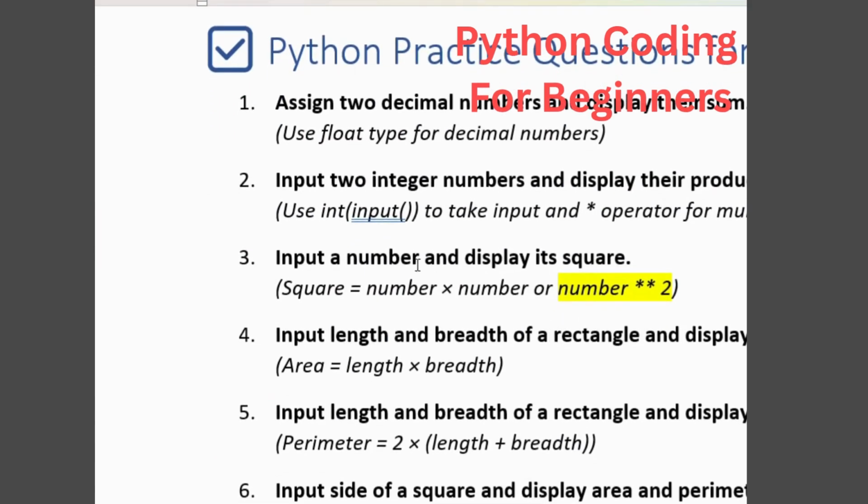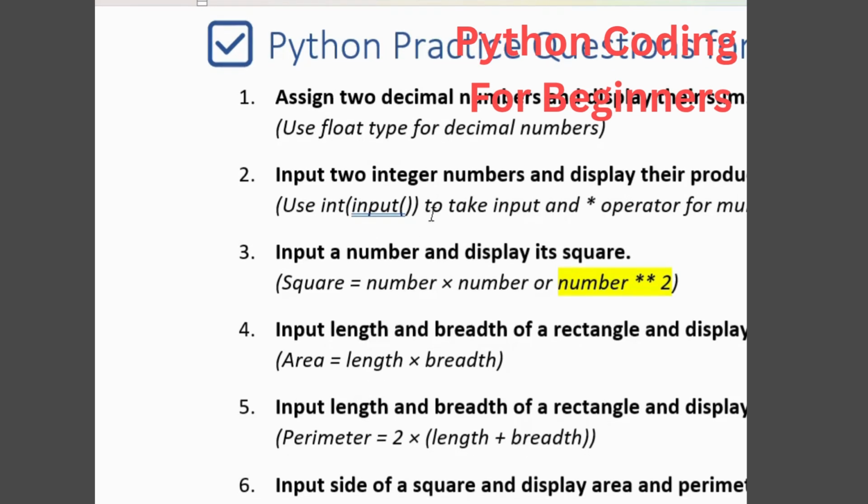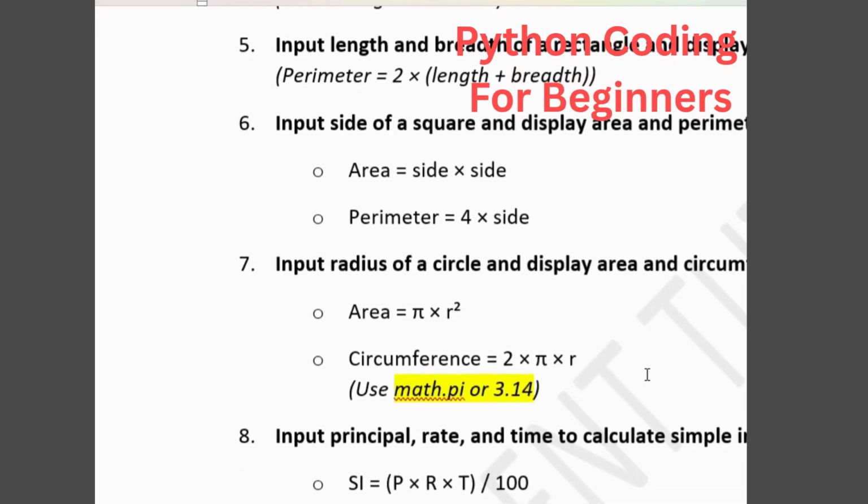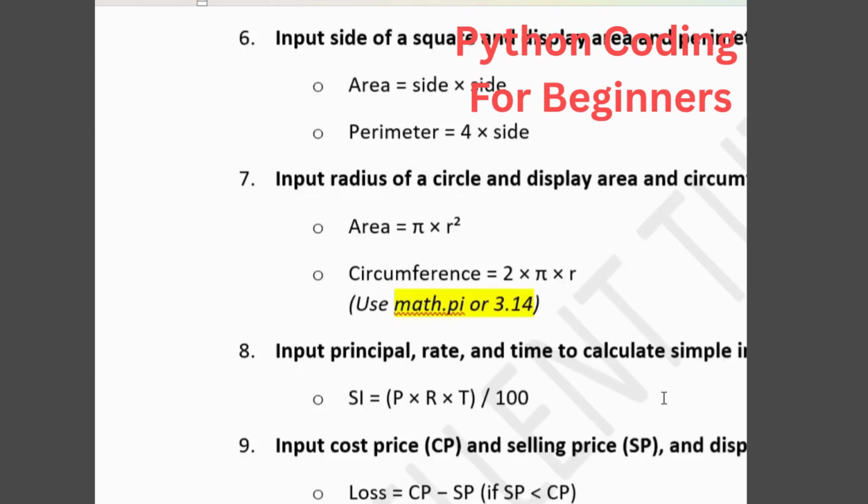Python practice questions for students. Assign two decimal numbers, display their sum. Input two integer numbers, display their product. Input a number, display its square. Input length and breadth of rectangle and display the area. Input length and breadth of rectangle, display the perimeter. Input side of square and display the area and perimeter.